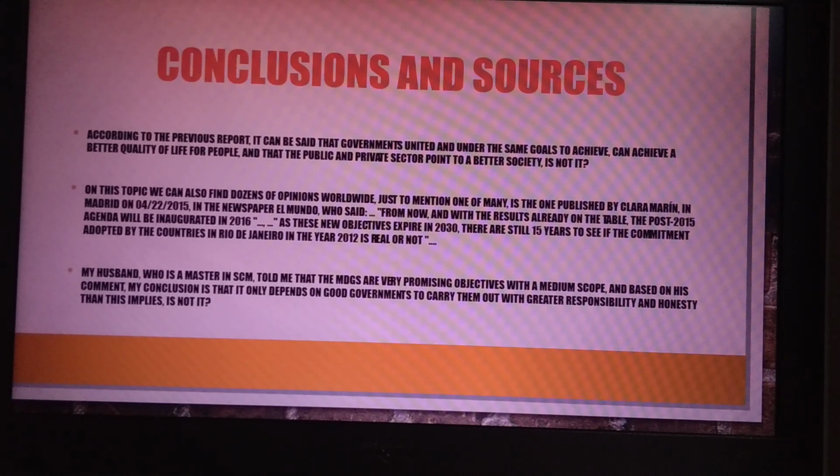My husband, who is a master in SCM, told me that the MDG are very promising objectives with a medium scope, and based on his comment, my conclusion is that it only depends on good governments to carry them out with the greater responsibility and honesty that this implies. Is not it?